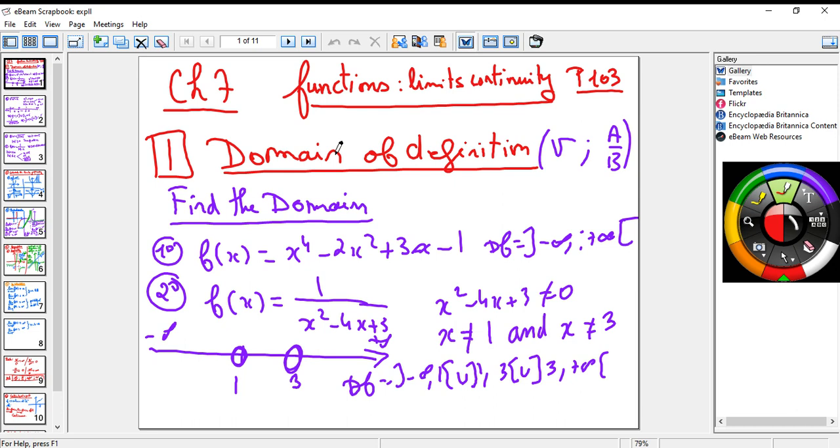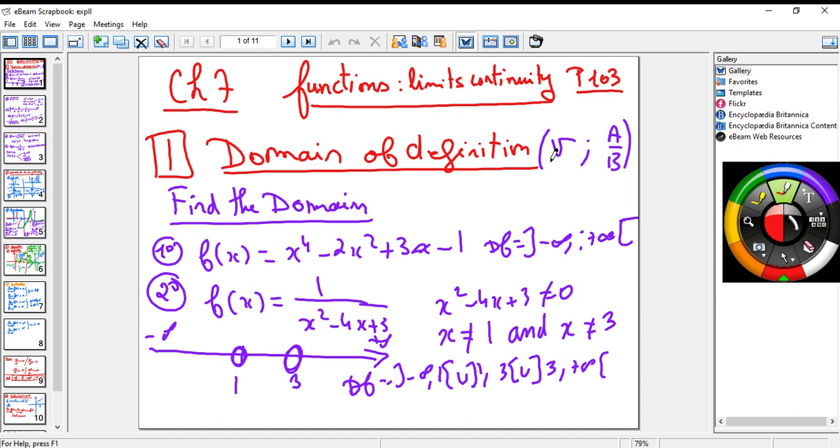Okay, this is the new chapter, chapter 7. It's about function, limits, and continuity. First, it's divided in many parts. I will start first with the first part. It's a little bit of revision from last year, how to find the domain of a function. It's very important. So, part 1 is the domain of definition.